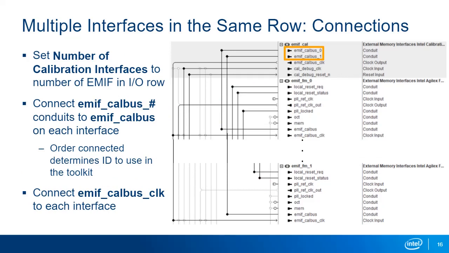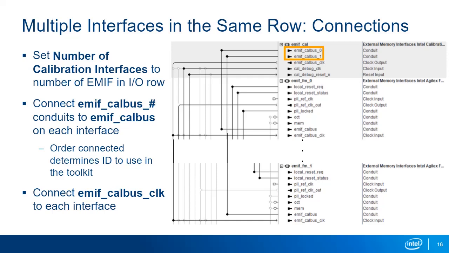To allow toolkit access to multiple interfaces, increase the number of calibration interfaces parameter in the calibration IP. This adds additional EMIF CalBus conduit interfaces to the calibration IP as shown. Connect each of these to an EMIF IP.